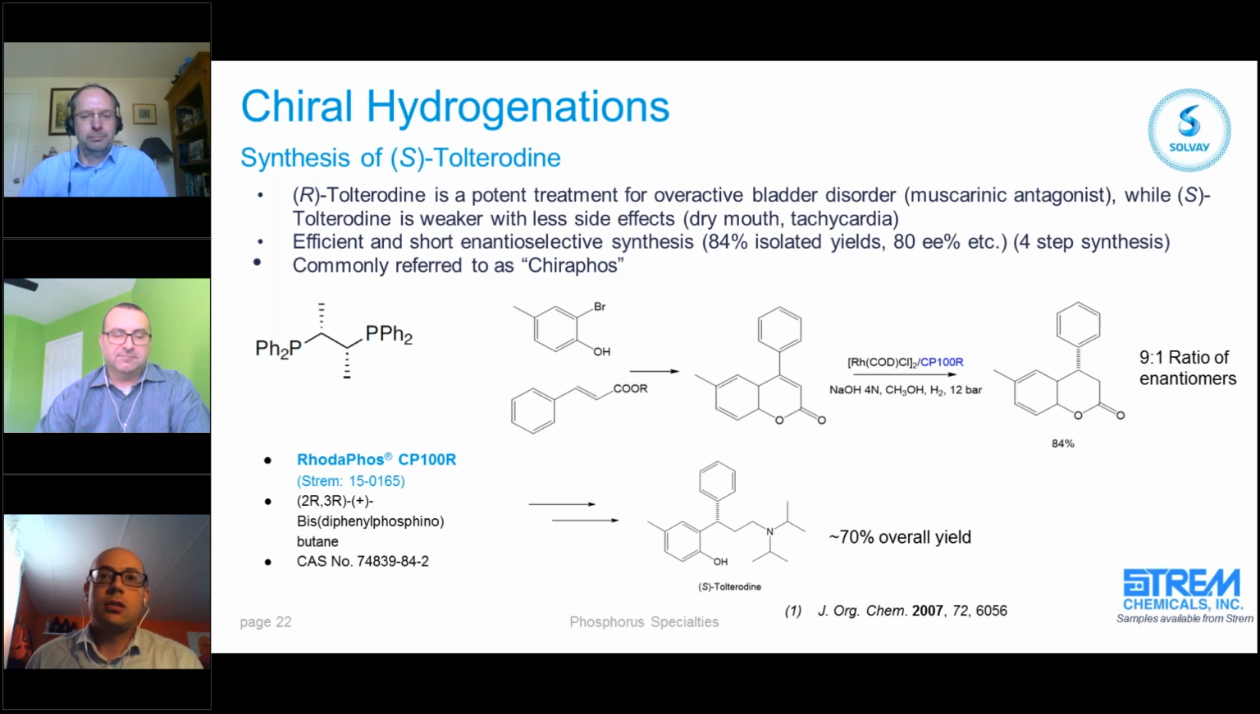In this synthesis, you can see there's a Heck reaction for the starting materials here to generate your coumarin intermediate. And then the hydrogenation of that reaction is done with a rhodium-based catalyst and the Chirophos or CP100R ligand. In this case, it got a really good 9:1 ratio of enantiomers. These can be separated through crystallization, and then these were carried forward to get excellent yield of the S derivative of the tolterodine molecule.